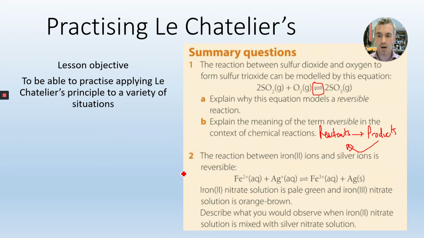Iron 2 nitrate, this is iron 2, you can tell because it's got the 2, is pale green. And iron 3 nitrate is orange brown, this is iron 3. Describe what you observe when iron 2 nitrate is mixed with silver nitrate solution. Okay, so here we have iron 2, we add silver nitrate, well, it turns to iron 3. So what you would observe was that the solution turns orange-brown. But there's something else.